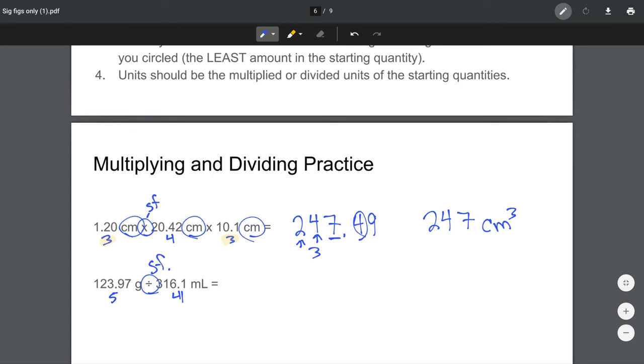So I need to have, the calculator is going to give me 0.392186, but I need 4 sig figs. So I need this one, I need this one, I need this one, and then this is the last one I can have. So I have to look at the very next number to decide what to do. So I've got 0.3922, and then the units, I took grams and divided it by milliliters. So I have to take grams divided by milliliters.